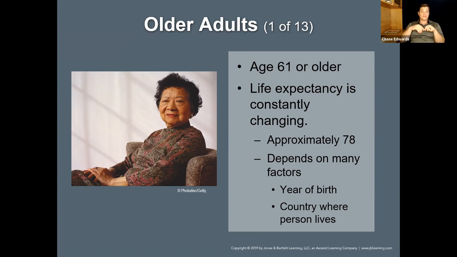So, older adults, 61 years of age and older. Older adults include people 61 or older. The physical changes that come with this. Your life expectancy is constantly changing at this point. Now, approximately 78 years, with a maximum life expectancy estimated at 120 years. 120 years! I couldn't imagine being on this earth for 120 years. The age to which a person will live is based mainly on many factors like the year of birth and the country in which a person lives. Can base that as well.